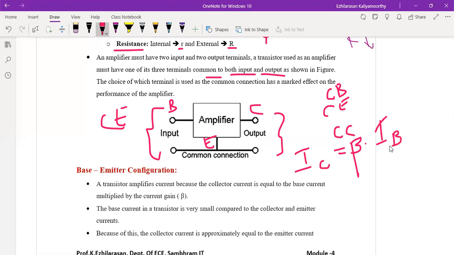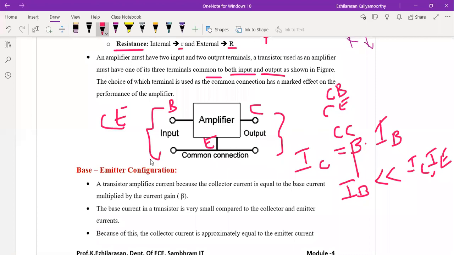So beta into IB, that is what it is. The transistor amplifies the current because the collector current IC is equal to the base current IB multiplied by the current gain, this beta. Now the base current in a transistor is very, very small compared to the collector and the emitter current. So simply, the base current IB will be very, very small compared to IC and IE.